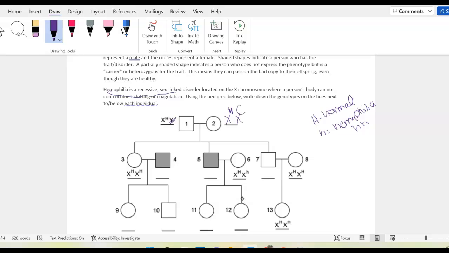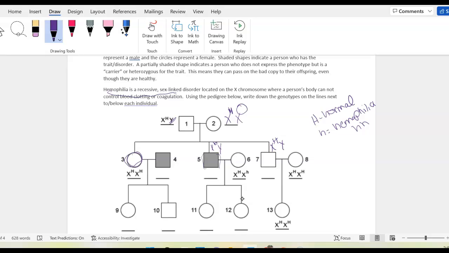So how do we know whether or not this one is big H or little h? Well, we have to kind of move forward a second, okay? Let's look at these two parents' children. They have one daughter who does not have hemophilia. They have one son who does have hemophilia. So we know that that son is an X little h, Y. And then they have one son here that's normal. So we know that that son has to be X big H, Y.